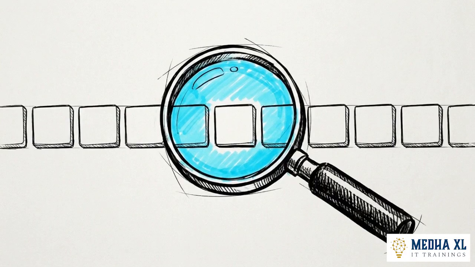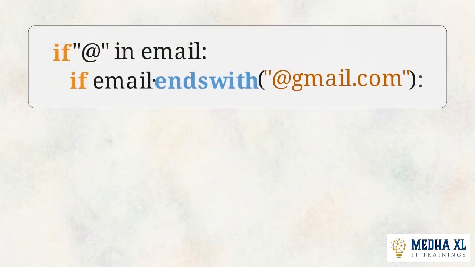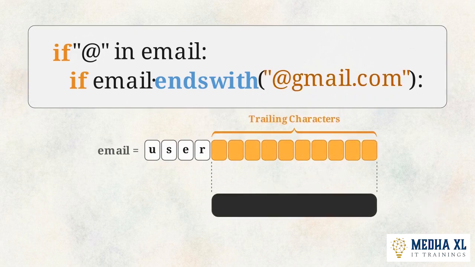We can increase the script's precision by moving past basic structure and verifying a specific domain, like checking if the user submitted a Gmail address. To do this, we add a nested if statement, utilizing a built-in string method called endsWith. This checks the final characters of our string against the exact text @gmail.com.